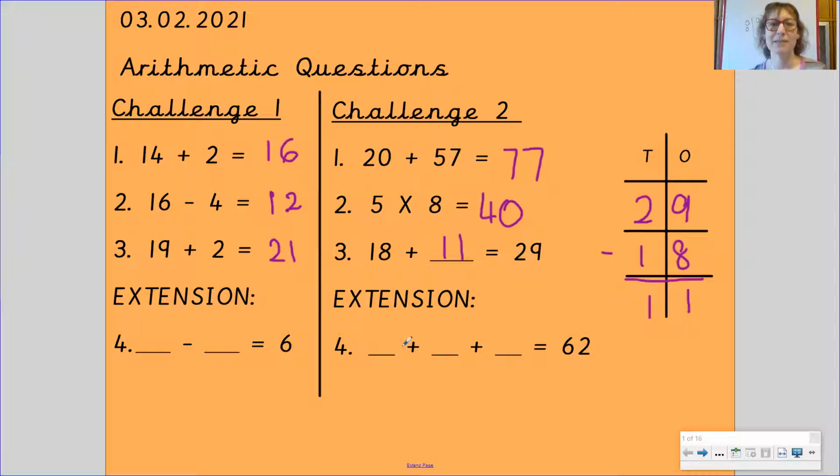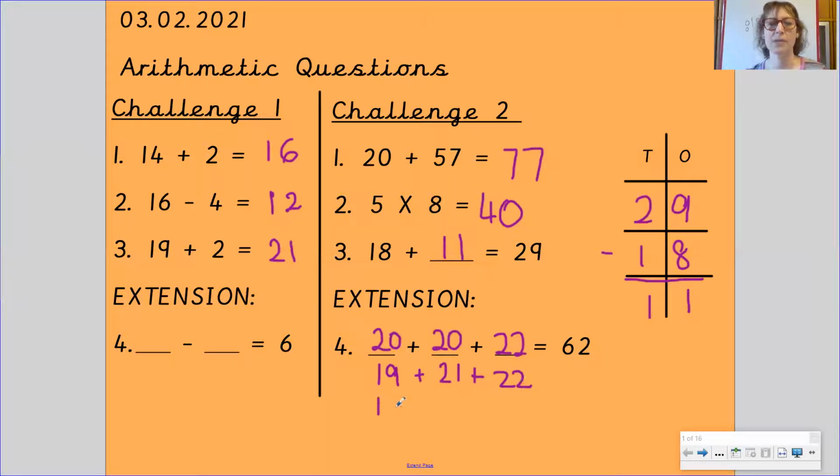Now, I promised you for my extension today, I wasn't just going to do 62 add 0, add 0. So what I've decided to do is go for pretty much in half. So I'm going to go 20, add 20. So 20 add 20 is 40. And then I want 62. So I'm going to do 22 here. Okay. Well, then what I'm going to do is I'm going to make that one smaller and that one bigger. And I'm going to leave that one the same.